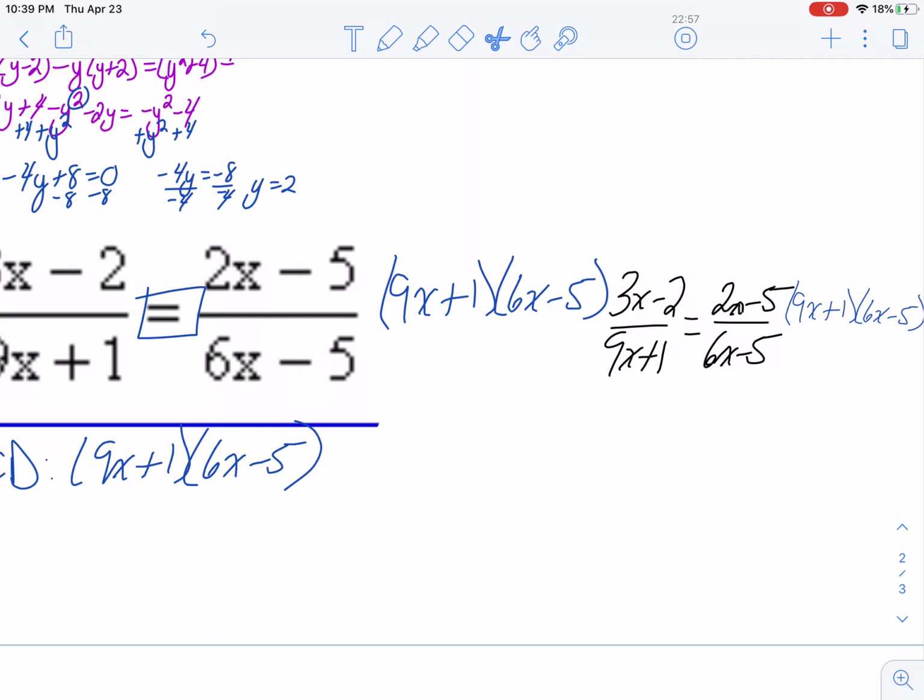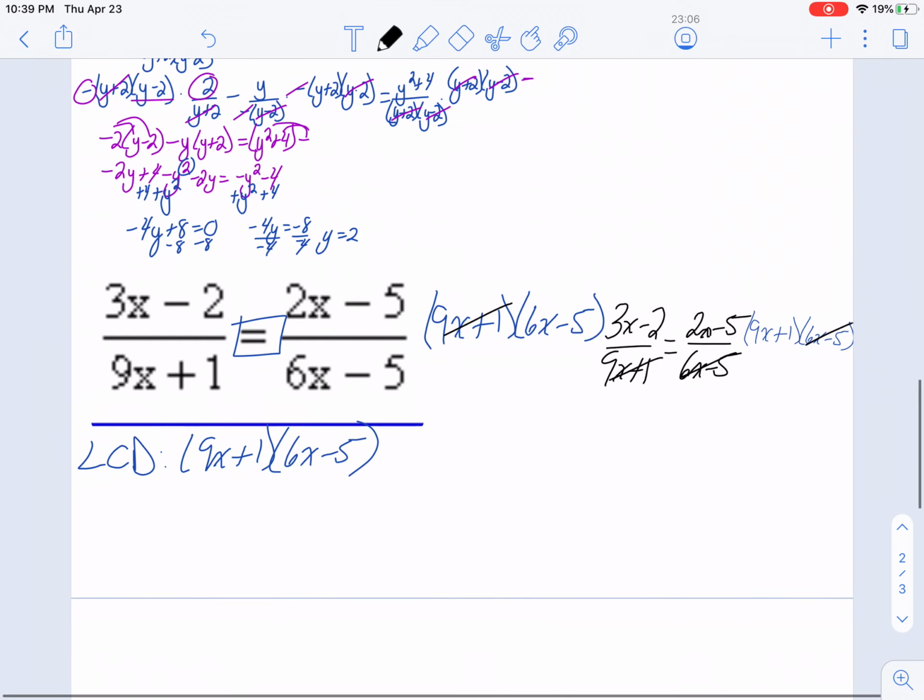Alright, so we can do that again: cancel my 9x plus 1, cancel my 6x minus 5, and I'm left with this. Before I go further, let's talk about something you've learned before, probably back in 8th grade, maybe freshman year. We have a fraction equals a fraction. Remember, we learned that you could cross multiply and solve.